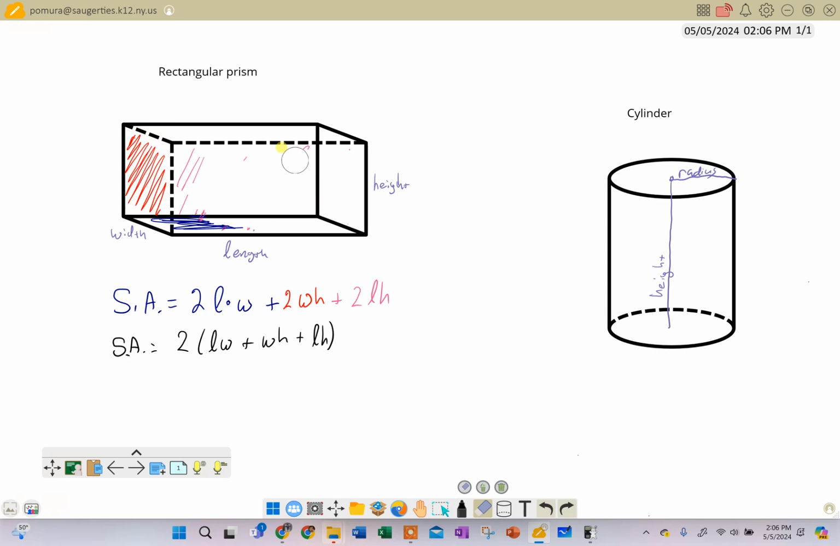When you do that, you end up with your surface area. So let's just say the length is 10 centimeters, the width is 2 centimeters, and the height is 5 centimeters. So what we'd end up with here is this. Surface area equals 2 times, that's going to be 10 times 2, plus 2 times 5, plus 10 times 5. And all I did was substitute in the values.